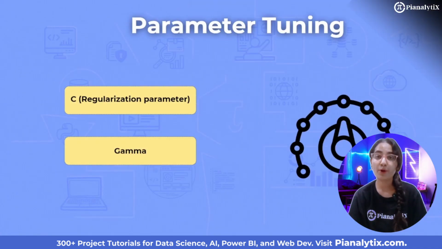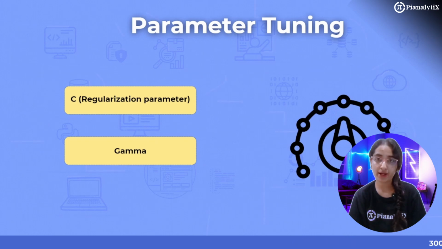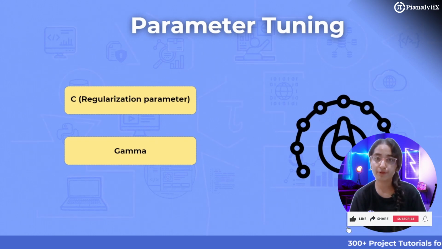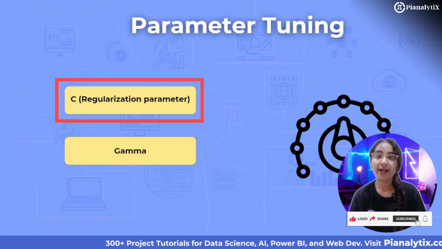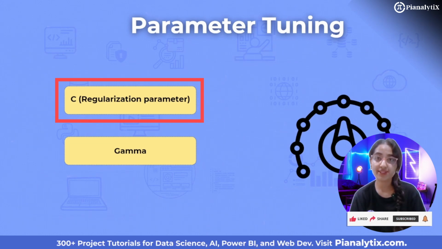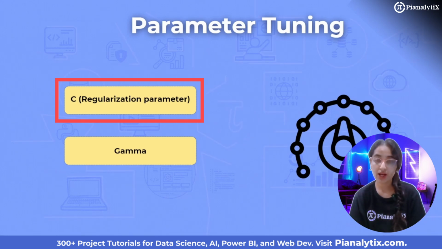Now let's talk about parameter tuning. Each kernel has specific parameters that influence model performance. First is C, known as the regularization parameter. It controls the trade-off between maximizing the margin and correctly classifying data points. A smaller C allows for a softer margin, while a larger C tightens the margin, leading to stricter boundaries.